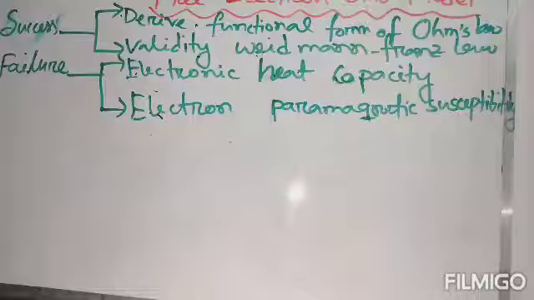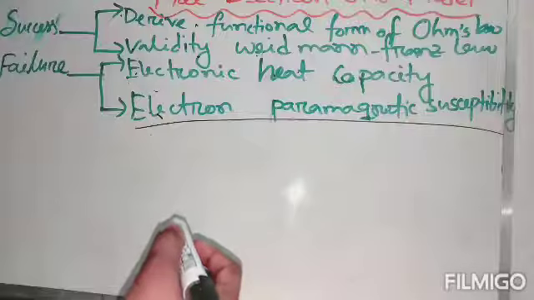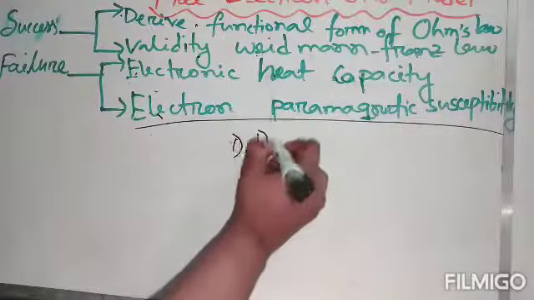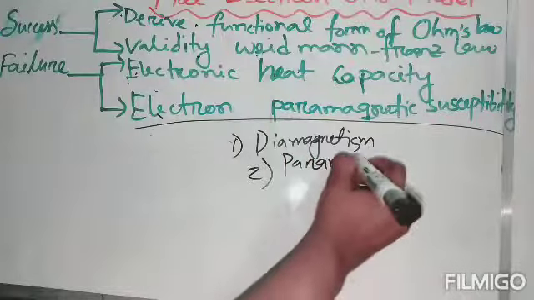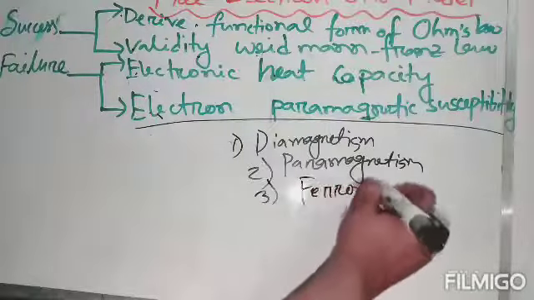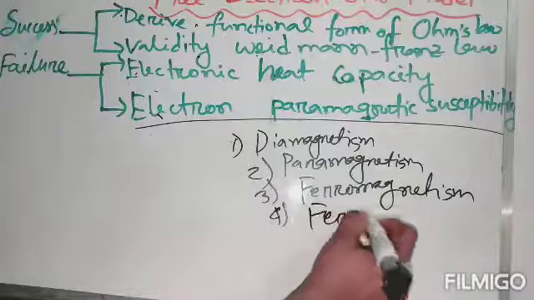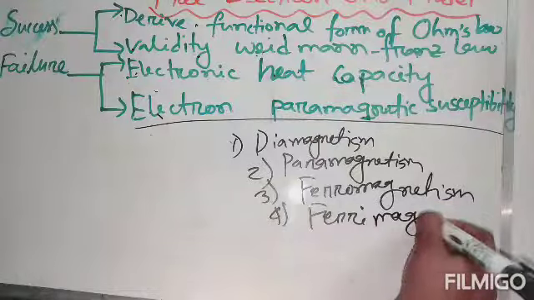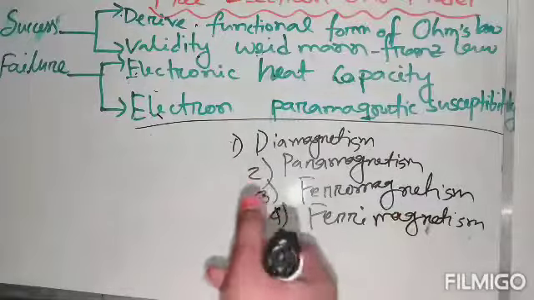Now for the second failure, at first we have to say that there are four types of magnetic property in terms of susceptibility. One is diamagnetism, second is paramagnetism, third is ferromagnetism, and fourth is ferrimagnetism. We can explain magnetism in terms of susceptibility.